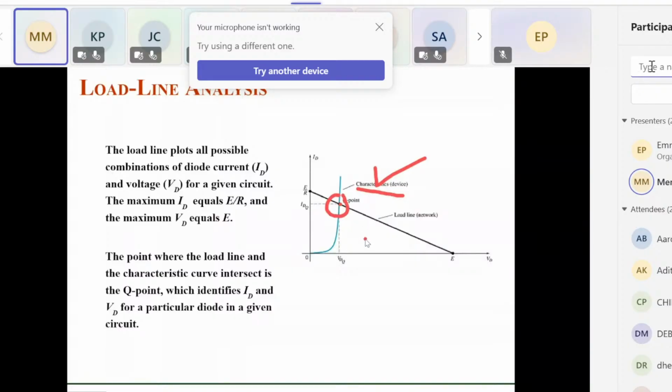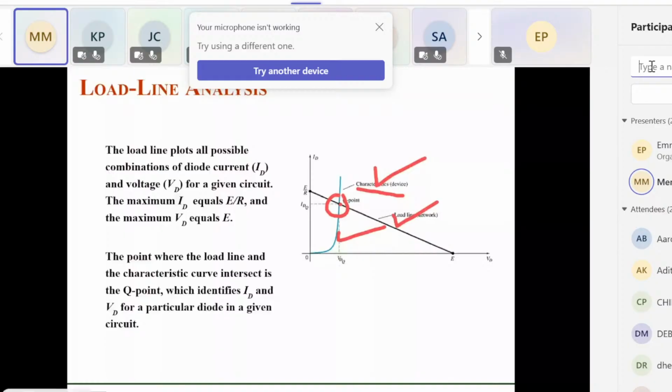So this is the load line concept. It has to satisfy both of the conditions, this from the resistance and this from the device. So where both of these curves meet, that is your Q point, the point where your device is currently operating.